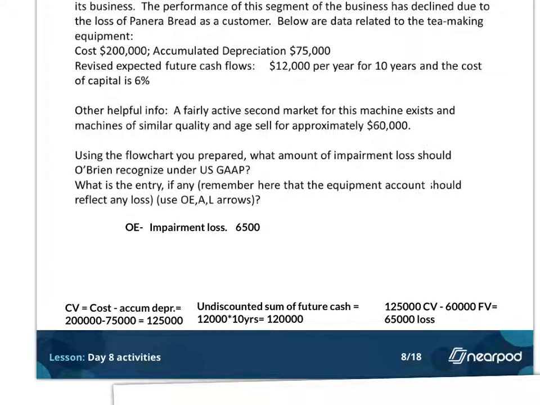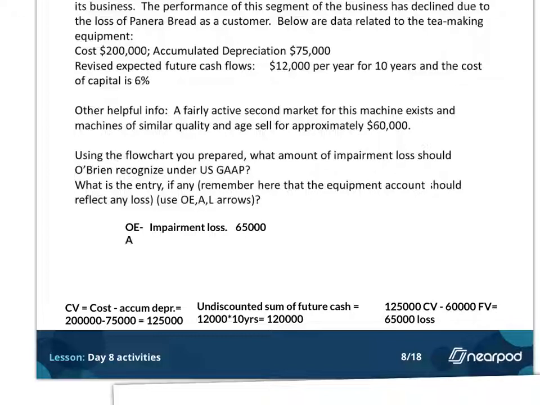That would be a debit. And then I'm going to have to recognize that my general ledger account has the original cost of the equipment was $200,000 and accumulated depreciation was $75,000. So I want the end result, I want a value of $60,000 to be in my general ledger for this machine. So the rest of this journal entry is how I make that happen.